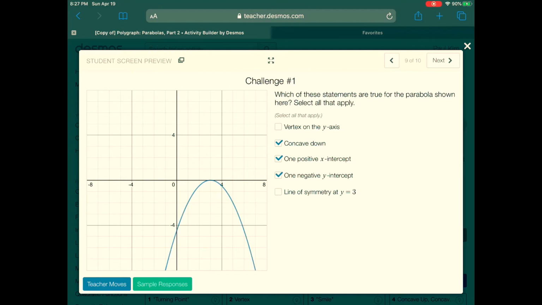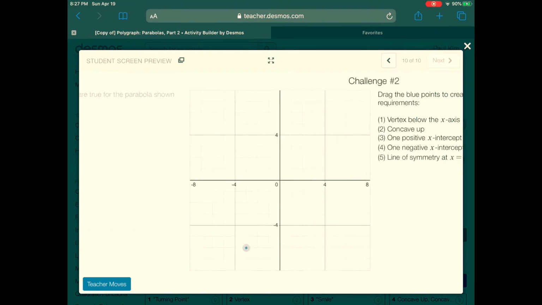Now, line of symmetry at y equals 3. This one was kind of tricky because y equals 3 is a horizontal line, right? Now, x equals 3 would be the line of symmetry, right? That would be a vertical line, but y equals 3 is a horizontal line, right? It consists of all the points whose y coordinate is 3. How'd you do on this? Hopefully you're able to figure out which 3 statements were true. Let's see how you did on challenge 2.